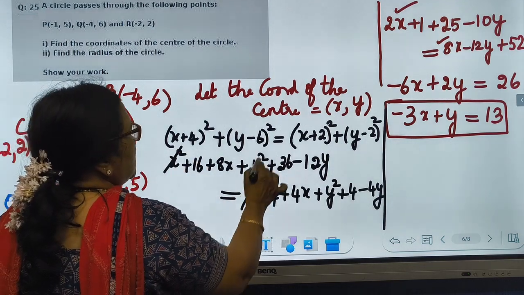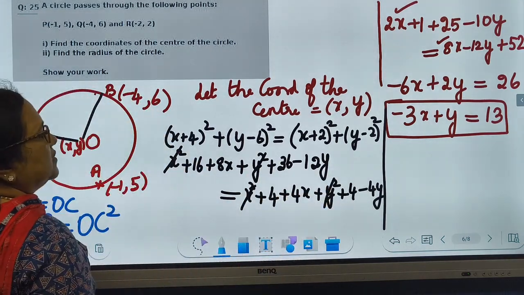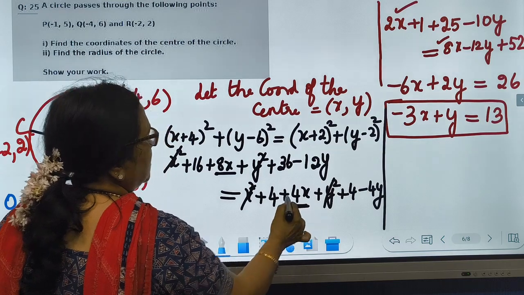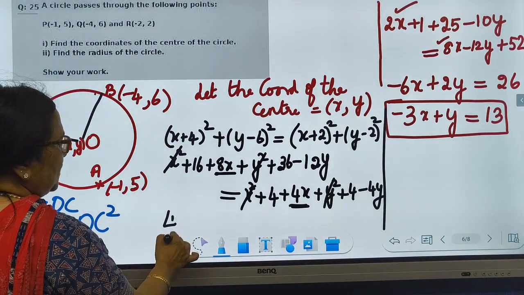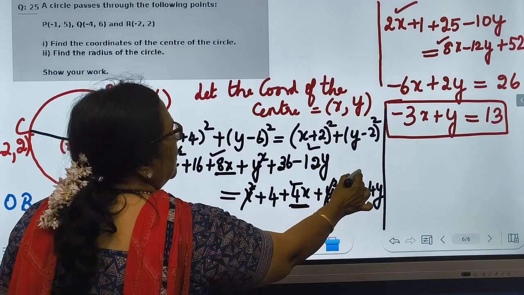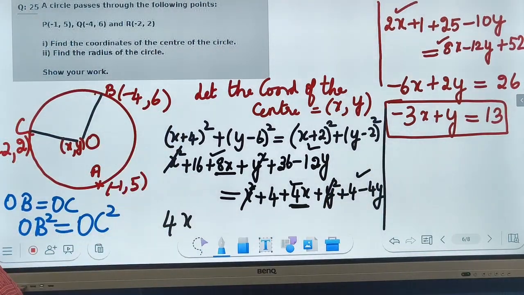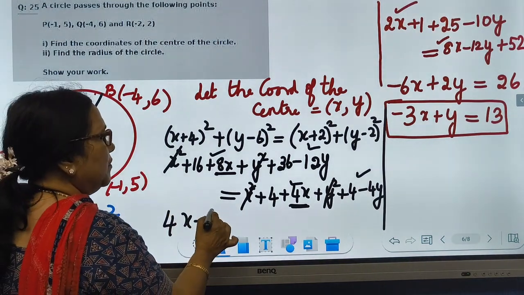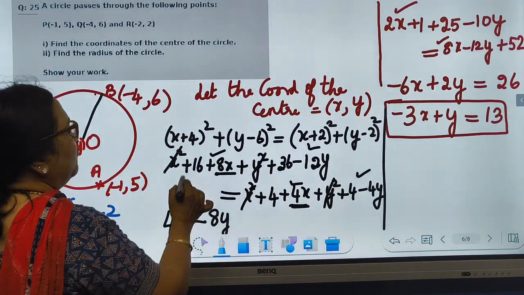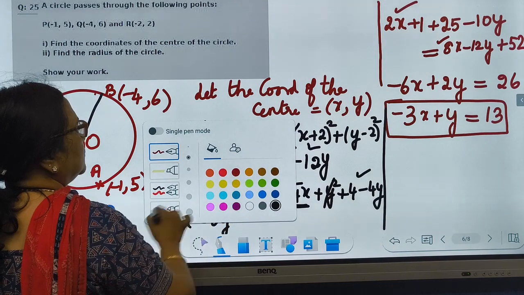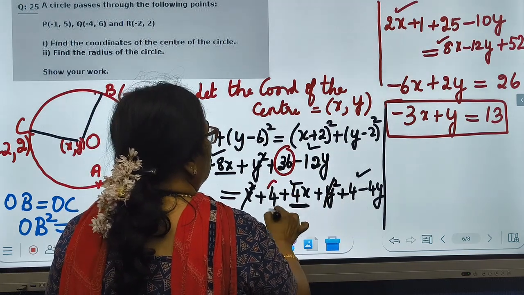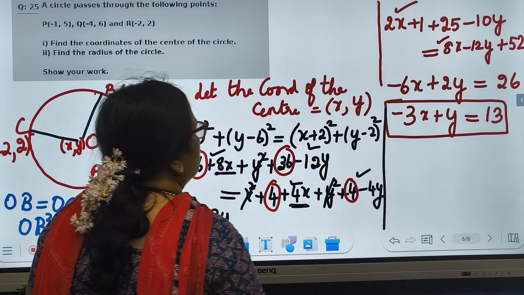Now x square gets cancelled, y square gets cancelled. Now 16, what do we have? 8x and 4x. So 8x minus 4x is 4x. Then minus 12y minus 4y. So if I bring it there, minus 12y plus 4y will give me minus 8y. Okay. So y term is also taken care of. What are the constants? This is a constant. This is a constant. This is a constant. And this is a constant.